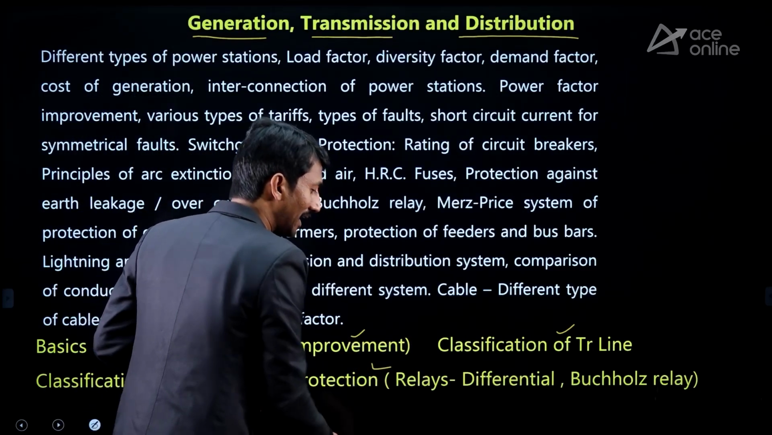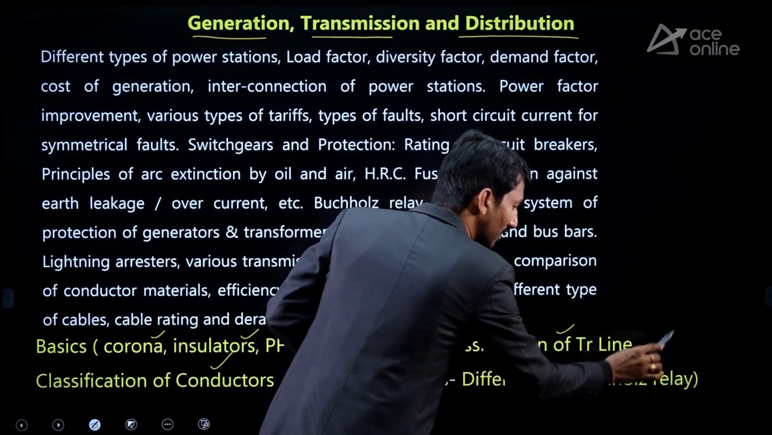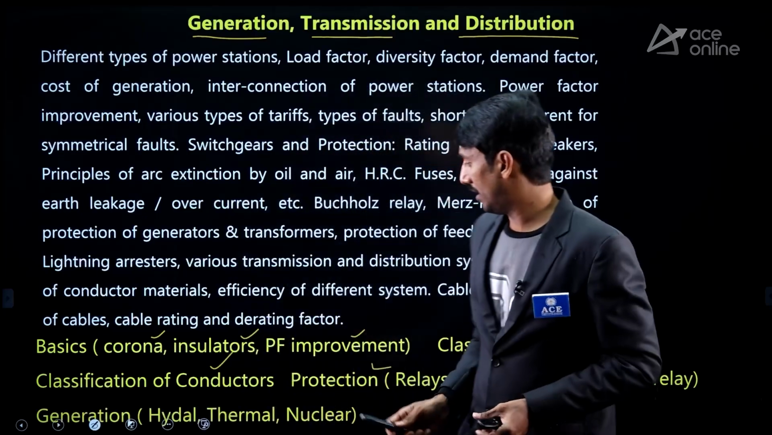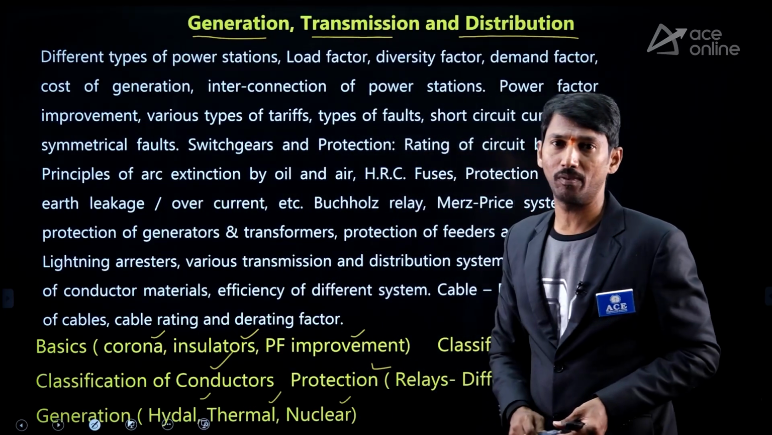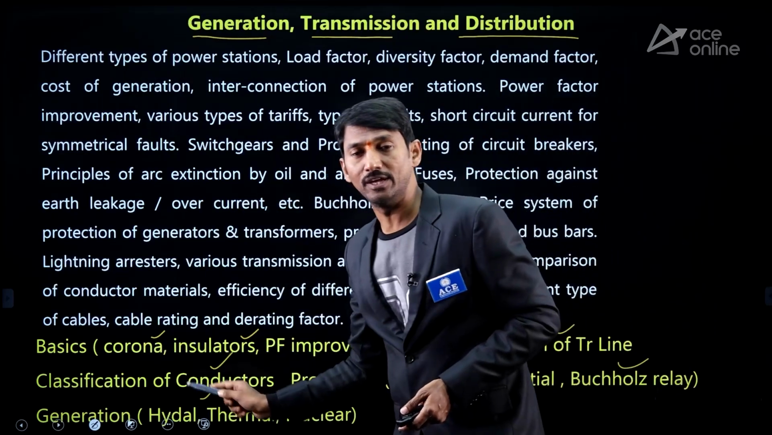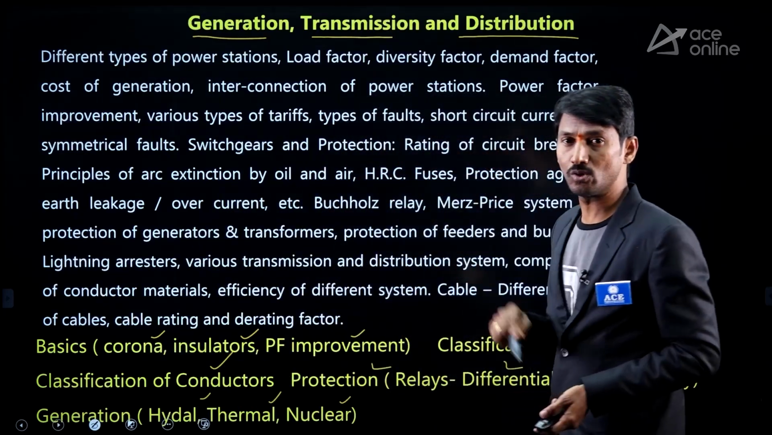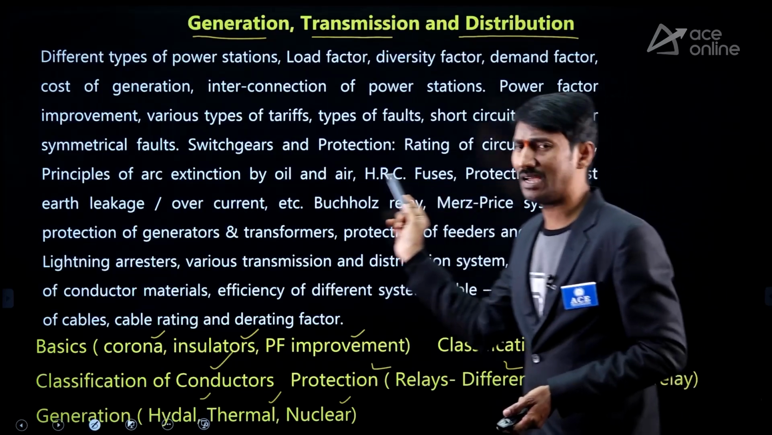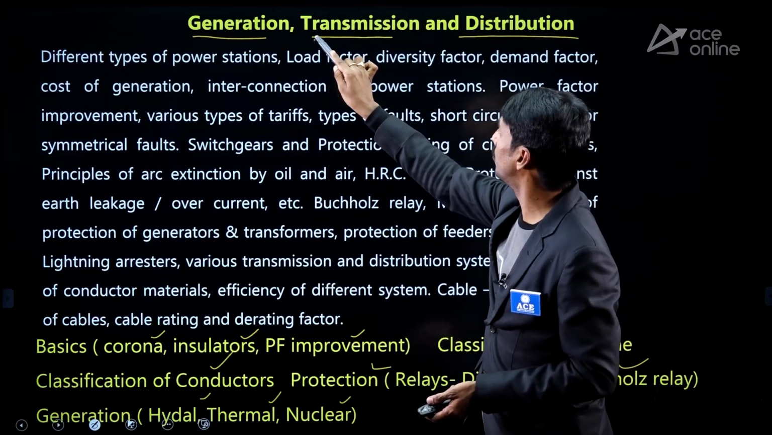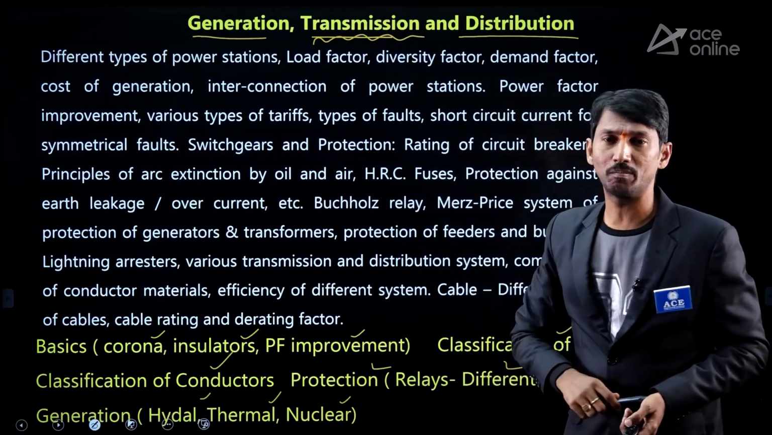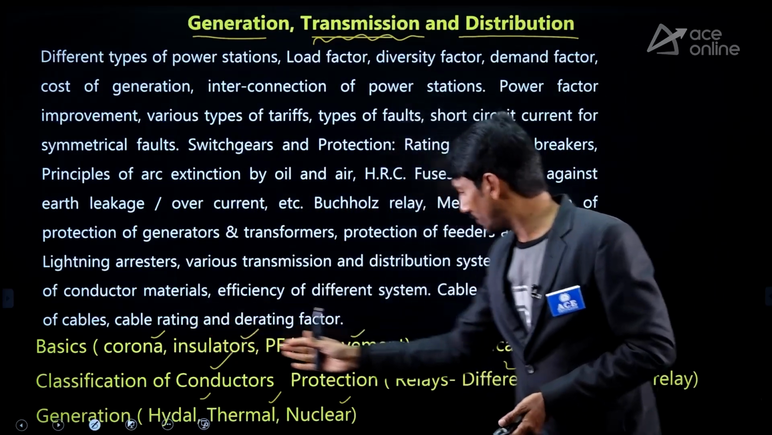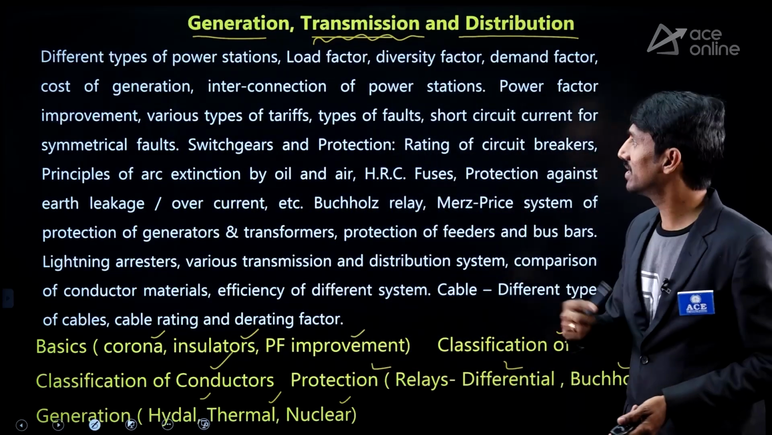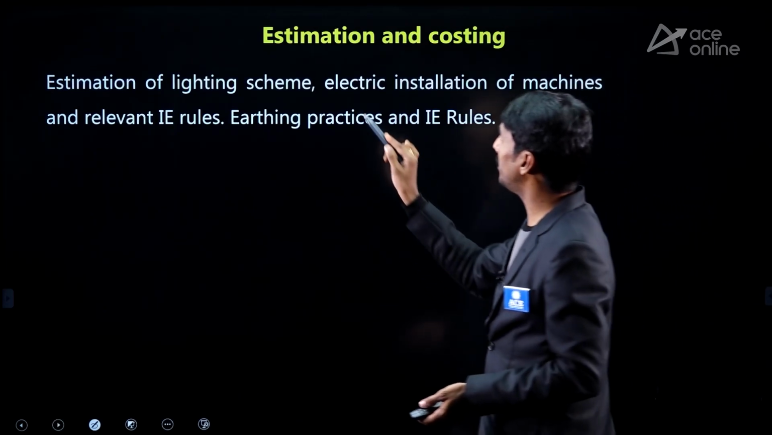Protection, relays, differential relay and Buchholz relay, we can say. And generation part, hydel, thermal and nuclear power plant. Okay, these must be focused to get a better score, and mostly in this exam generally they are focusing more on the transmission part. If you focus more on the transmission, you can get a better score along with these topics, right? Next one is estimation and costing.